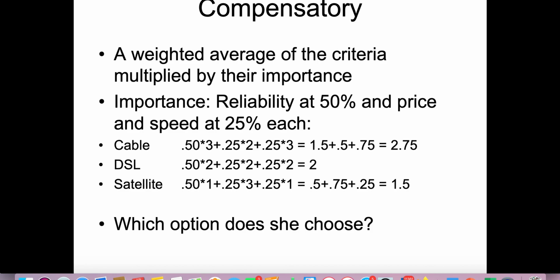In this case, Jane calculates the value of each option relative to how important the criteria are. Jane thinks reliability is the most important and weights it at 50%. She then calculates the percentage of importance times the value that each option shows on her chart and calculates the total.